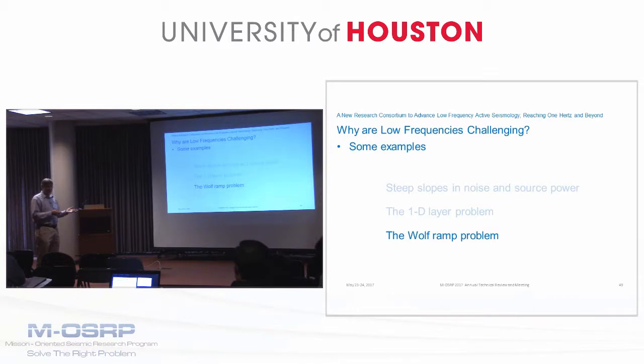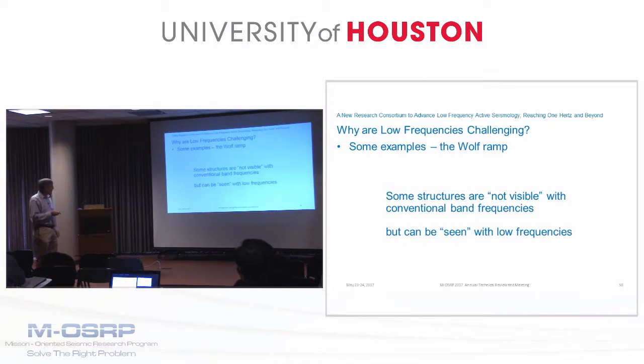Now I want to end with some good news, and that is that there's a lot in the Earth that we expect to be able to see with the low frequencies that you, in fact, can't see with the higher frequencies. And so one example of this can be shown through the Wolf ramp problem. And here what we're going to do is show that some structures are not visible with conventional band frequencies, but can be seen with the low frequencies.